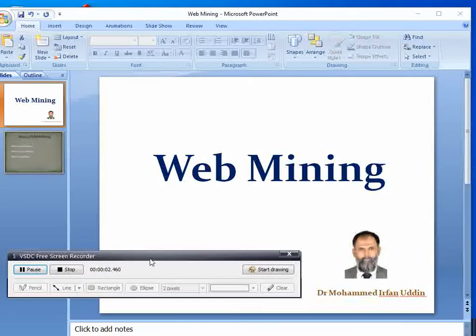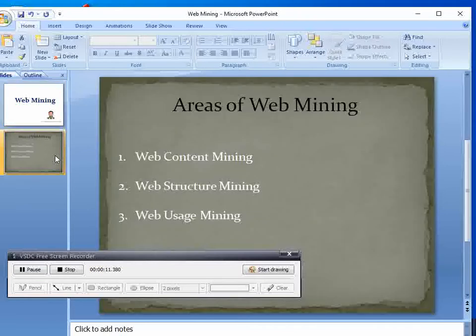Students, in today's class I will talk about web mining. What exactly do we mean by web mining? Web mining is a process of data mining techniques to automatically discover and extract information from web documents and services. The main purpose of web mining is to discover useful information from the web, the World Wide Web.